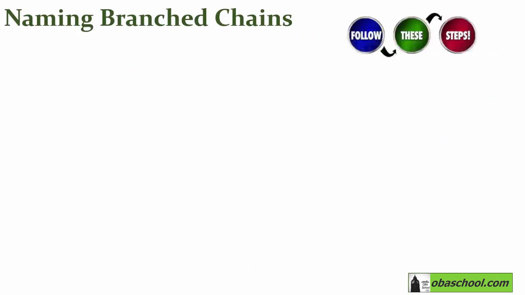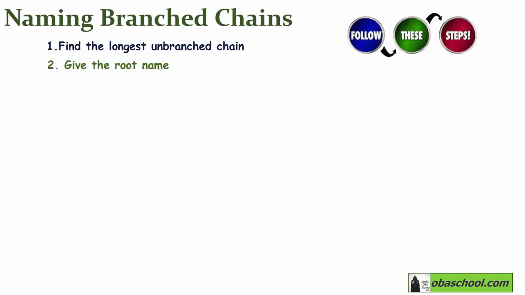You have to follow simple steps to be able to name a branched chain alkane correctly. First of all, find the longest unbranched chain, which can sometimes be a bit tricky. Then you will have to give the root name and then the name of the branch or side chain as a prefix. So for example, we have methyl, ethyl, propyl, and so on. And finally, you will have to add numbers or locants to indicate which carbon atoms the side chains are attached to. Let's take an example.